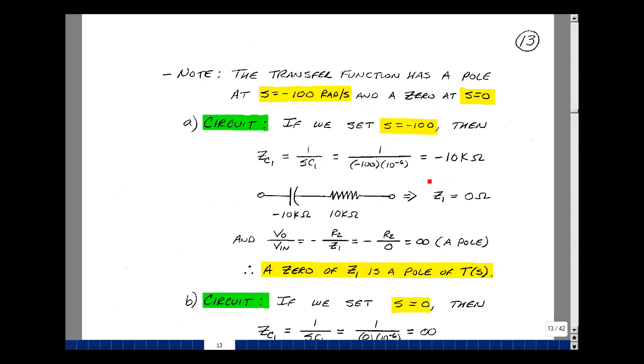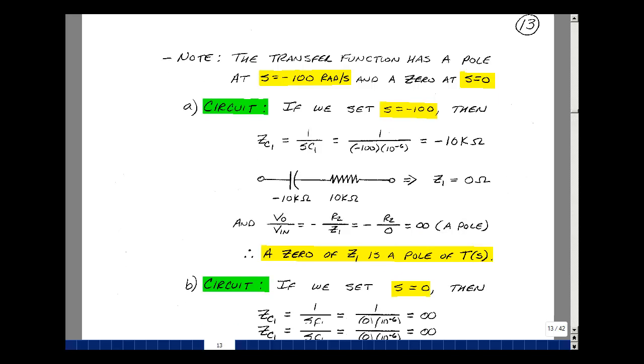If we put that value in for the capacitor, what you've got is a series combination of minus 10K plus 10K, which is equal to 0. So our transfer function for this algebraic evaluation is minus R2 over Z1, but Z1 is equal to 0. So the gain approaches infinity. So a 0 of Z1 is a pole of the transfer function.